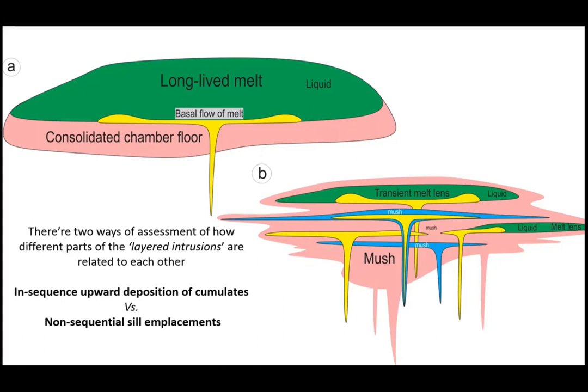The right diagram is the non-sequential sill emplacement concept. It shows igneous bodies resulting from the amalgamation of sills in continental crust. There is a growing body of evidence, I would say, in favor of this model, including field, geochemical and particularly geochronological dating.